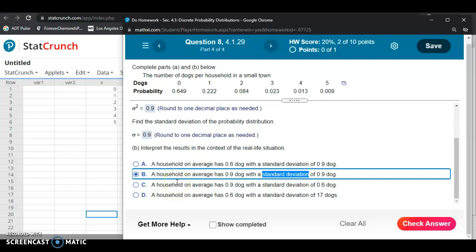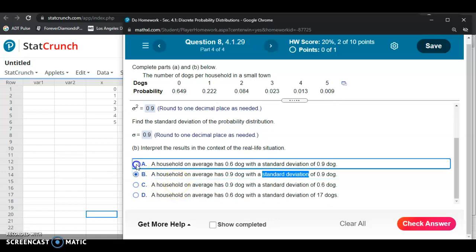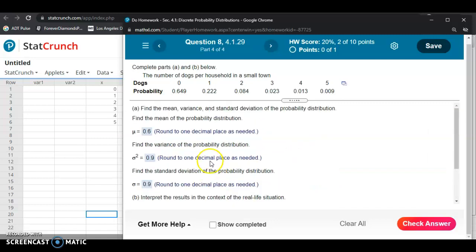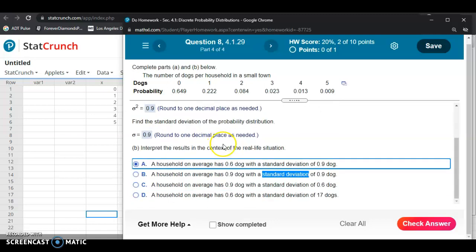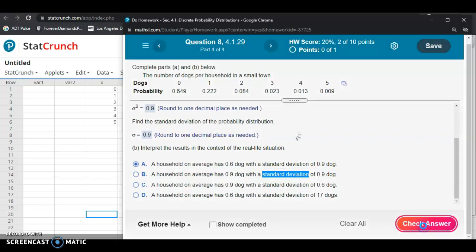Answer choice A makes the most sense because it says a household on average has 0.6 dogs with a standard deviation of 0.9 dogs. Even if the numbers don't make much sense to you, this is the answer choice that makes the most sense for the definition of the mean as being the average, and the standard deviation as being the standard deviation. So let's check our answer.